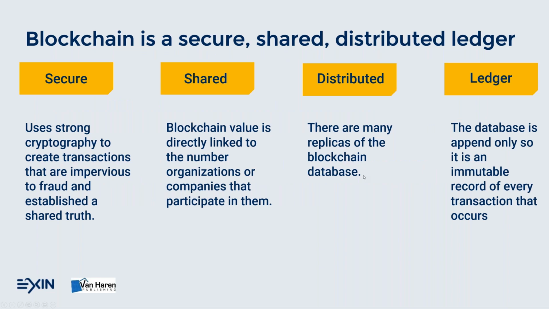So a blockchain is a secured, shared, distributed ledger. Secure means it uses strong cryptography to create transactions that are impervious to fraud and establish a shared truth. Shared: blockchain value is directly related to the number of organizations that participate in it.